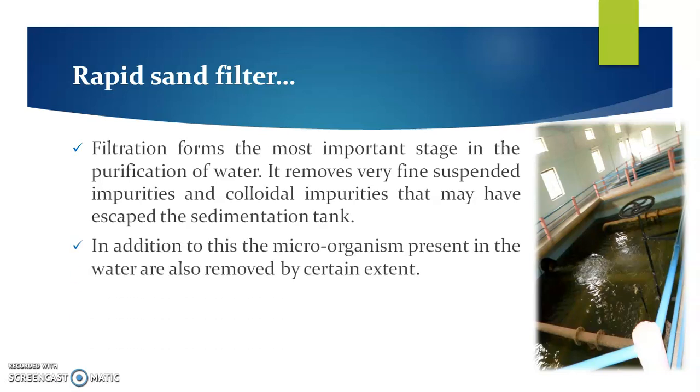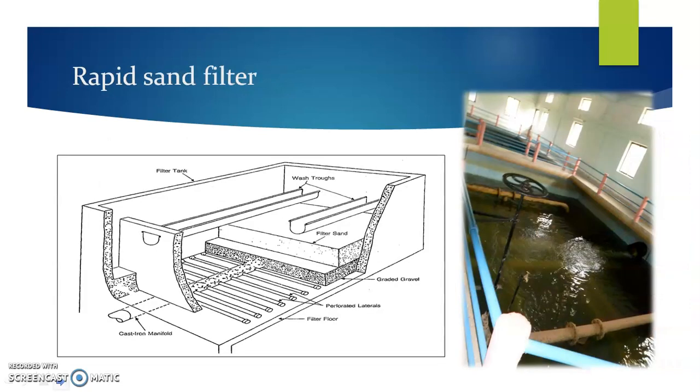In addition to this, the microorganisms are also removed to a certain extent, but that is very low in most of the cases. This is the cross section of the rapid sand filter, which consists of a filtering medium in the form of filter sand. This sand is of specific nature, of specific gradation. These filter mediums rest on a bed of gravel, below which the collection of the filtered water takes place through a set of perforated laterals and manifold.